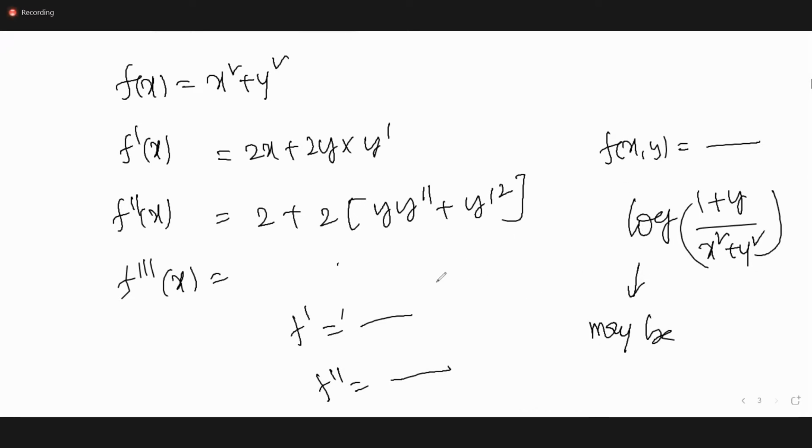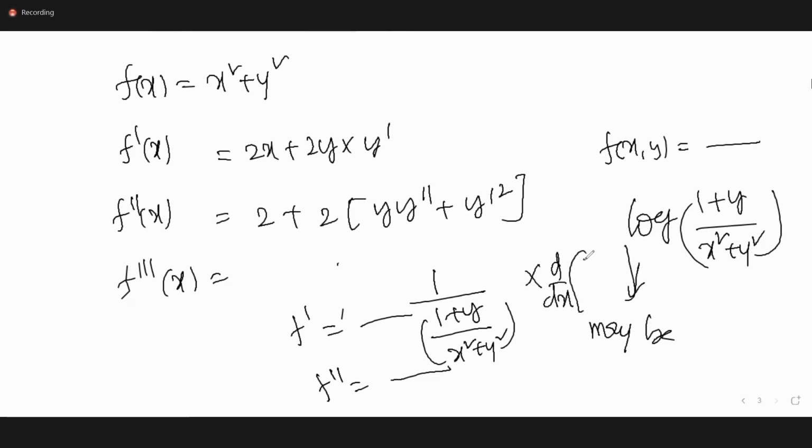What's the derivative of the log function? 1 by 1 plus y by x square plus y square, into d by dx of that inner function, 1 plus y by x square plus y square. Now we have to differentiate this 1 plus y by x square plus y square using the u by v whole dash formula, the differentiation of division of two functions.